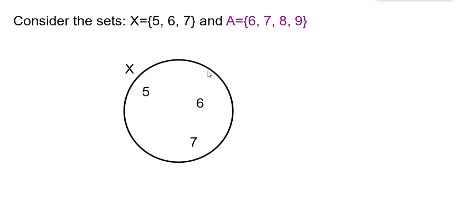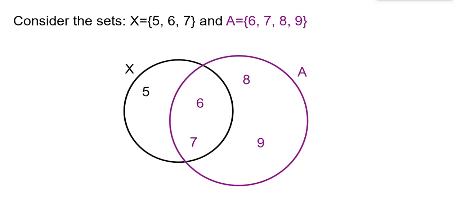So let's turn this diagram here into a Venn diagram by drawing A as well. And in this we can see quite clearly that there is an overlap of two numbers, being 6 and 7. So this brings us to the idea of an intersection. And whenever I think of an intersection, I think of the idea of an overlap, looking at where those two sets overlap with one another.